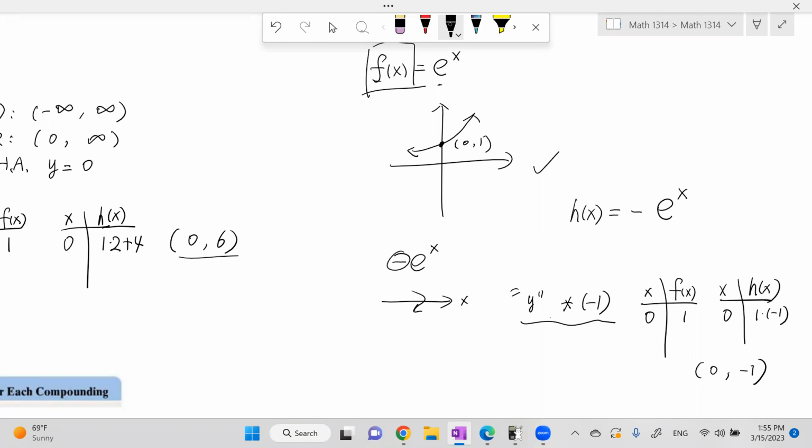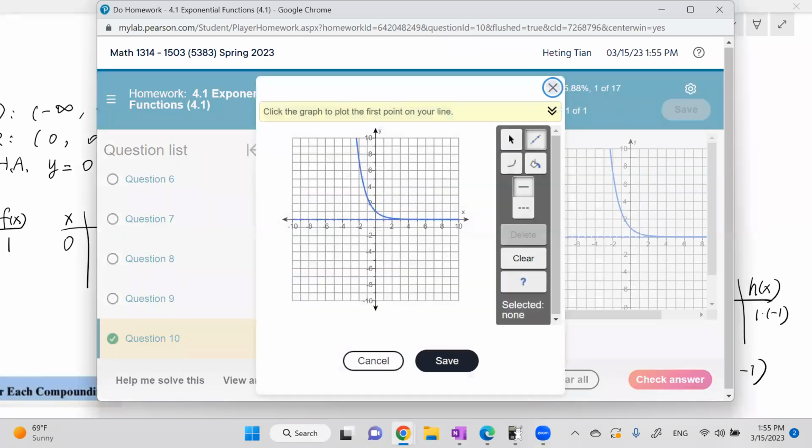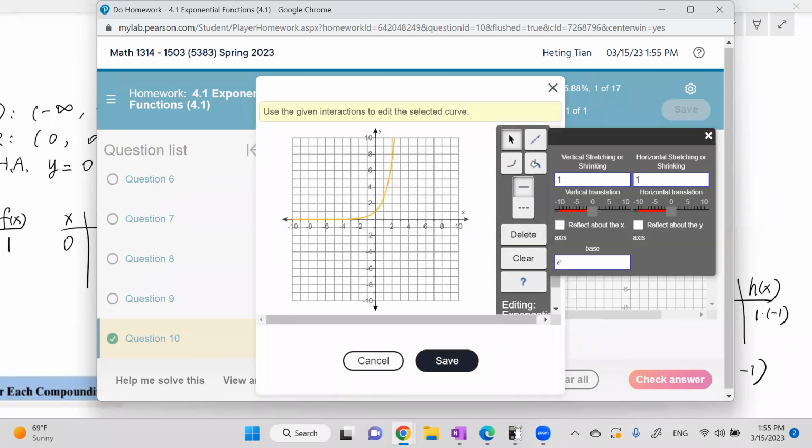All right, read the question. Be careful because the example changes all the time. Now let's clear the graph. I still select exponential 2 and solid line, and then I click 0, 1 because this is the key point for f of x.